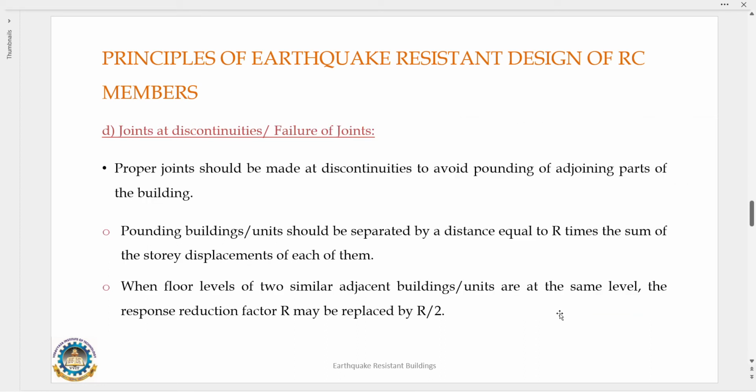Then the fourth one, we should always note that proper joints should be made at discontinuities. This is to avoid pounding of adjoining parts of the building.